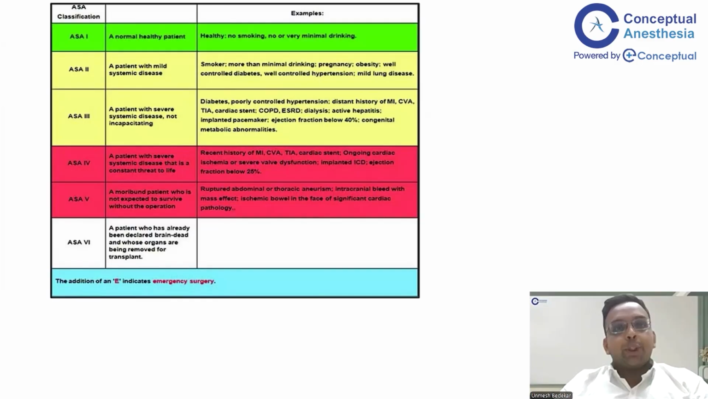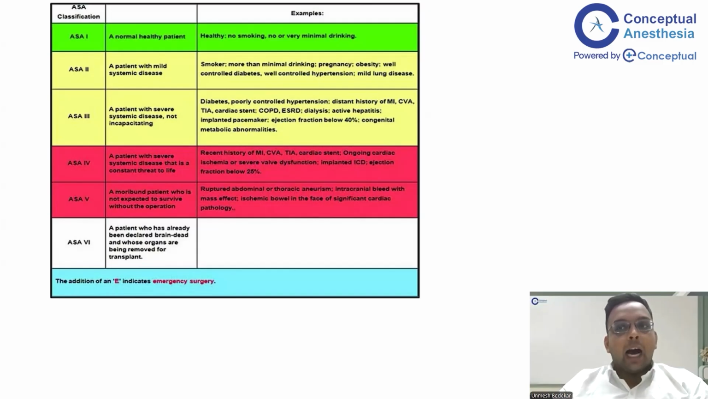ASA 2, where most of the patients that we give anesthesia to lie, are the patients with mild systemic disease, which includes smokers, occasional smokers, more than minimal drinking, all pregnant patients, all obese patients above the BMI of 30, well-controlled diabetes and hypertension, and mild lung disease, not incapacitating their routine functioning of daily life. So well-controlled chronic diseases all come under ASA 2 along with pregnant and obese patients.